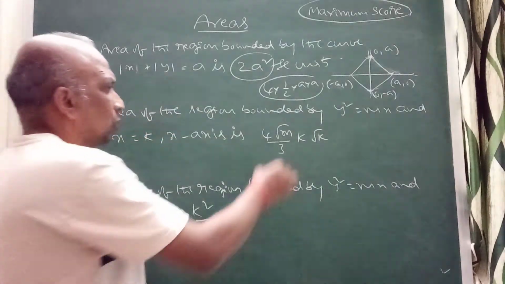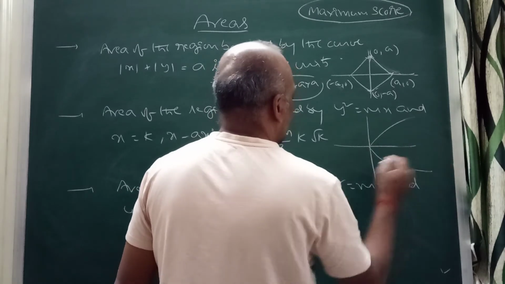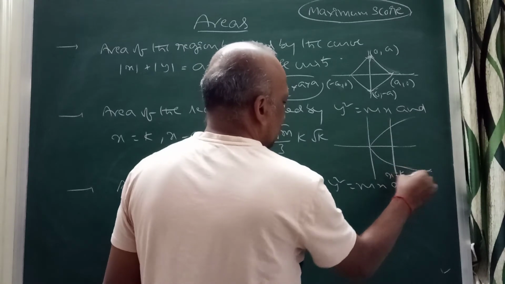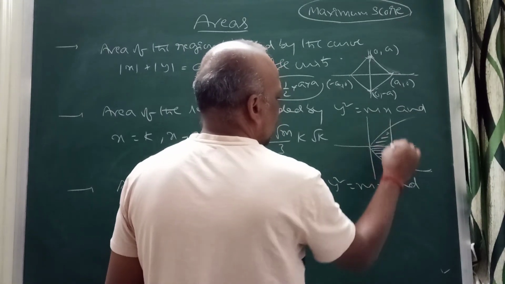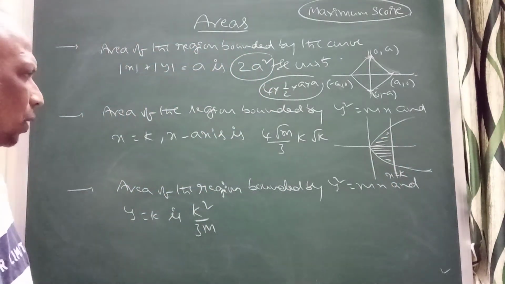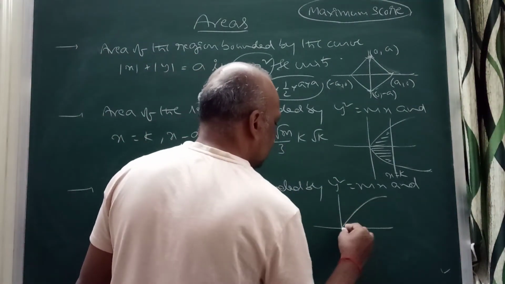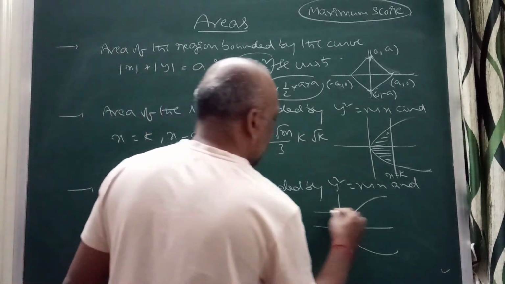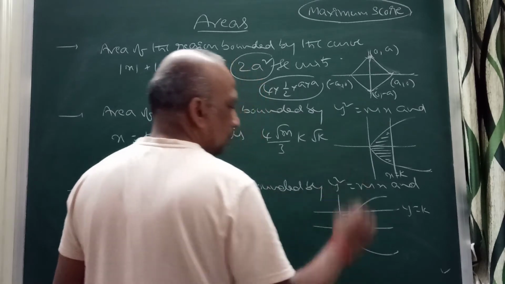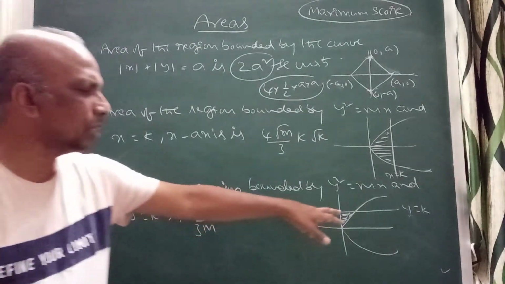Area of the region bounded by y square equal to mx. So this is y square equal to mx, and the line x is equal to k. The line x equal to k cuts, then this is the area. This is the required area when x is equal to k cuts. Suppose the area bounded by y square equal to mx and the line y is equal to k. So this is the required area. When y is equal to k cuts, then the formula is k square by 3m. Just remember the formula. This is the required area.